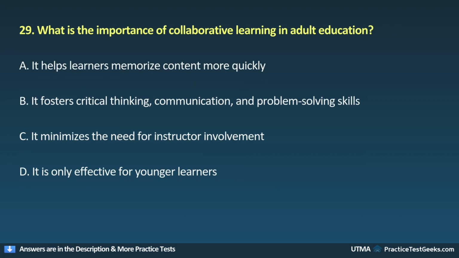29. What is the importance of collaborative learning in adult education? A. It helps learners memorize content more quickly. B. It fosters critical thinking, communication, and problem-solving skills. C. It minimizes the need for instructor involvement. D. It is only effective for younger learners.